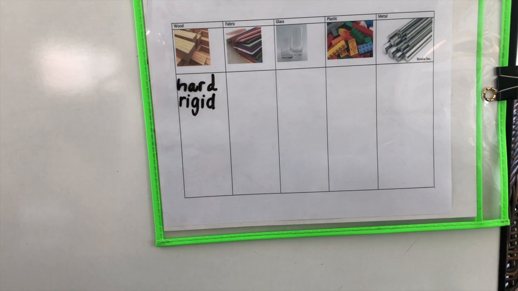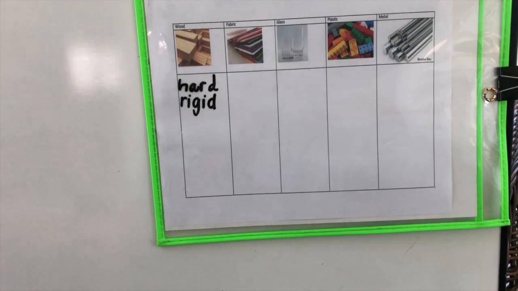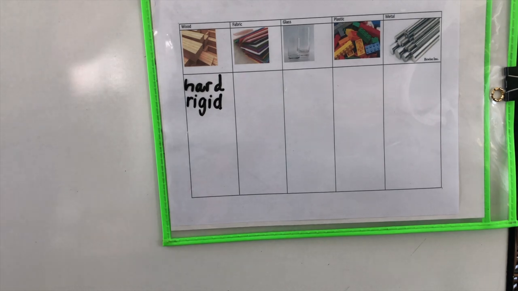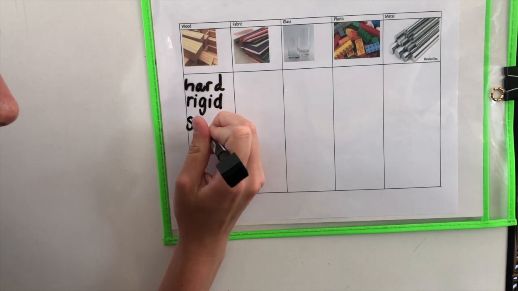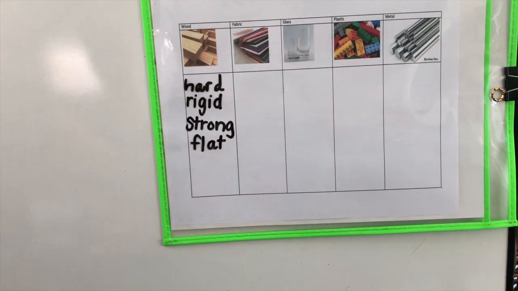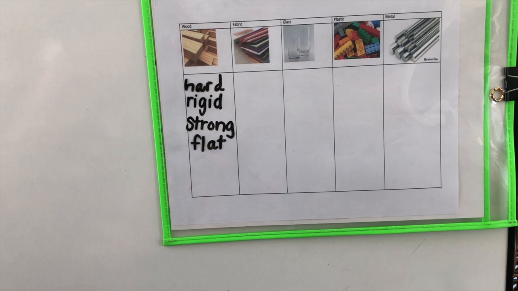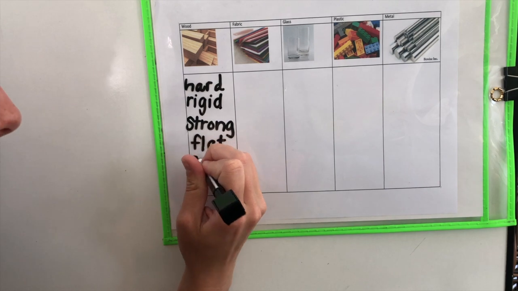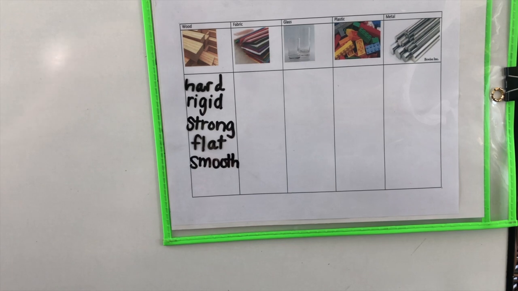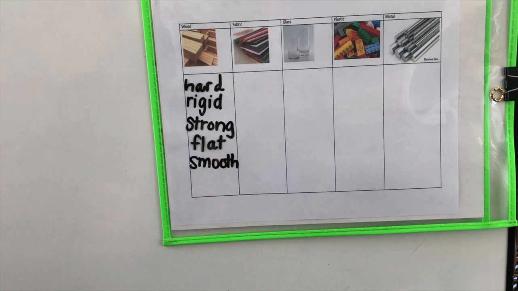And I hope that you guys are making predictions and you're shouting things out. Even though I can't hear you, I still want you to try to participate in the best way that you can. What about strong? Wood is strong. Wood is usually flat. I would describe it saying that it's flat. It can be smooth. And we're going to end there. We'll move on. We'll do the next one.